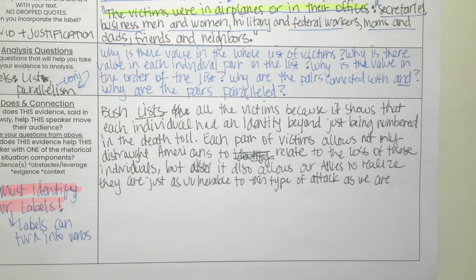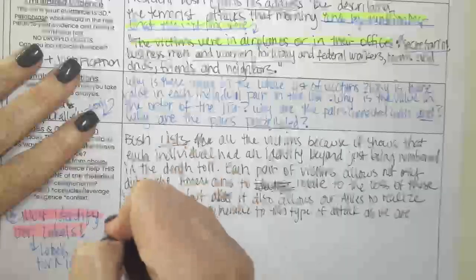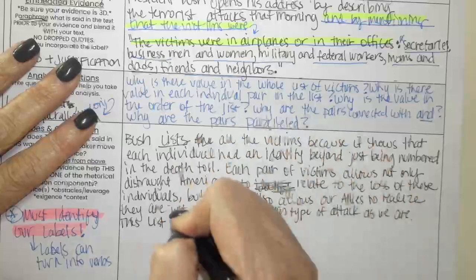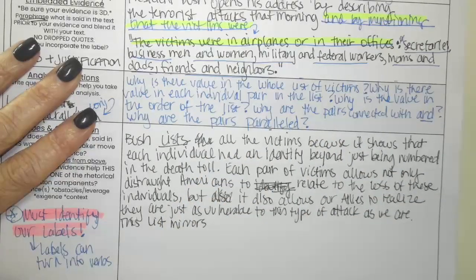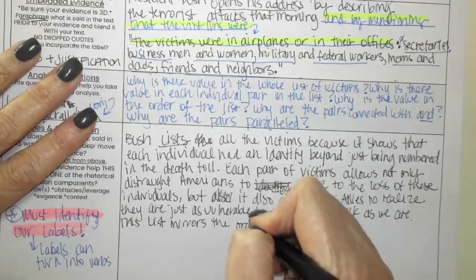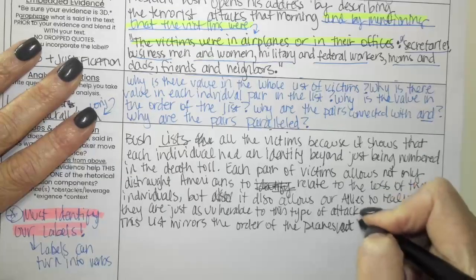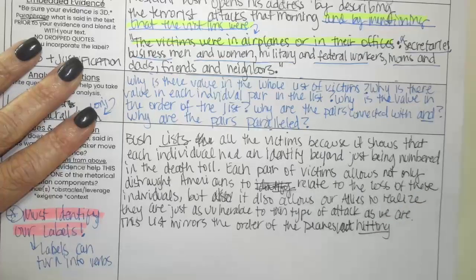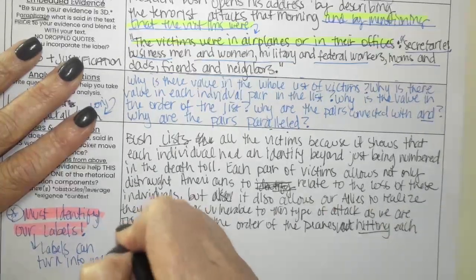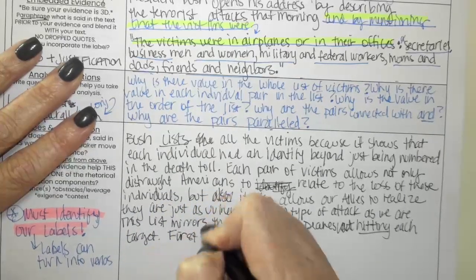Where are the secretaries, businessmen, and women? Where were they? In the what? Okay. Where were the military and federal workers? In the Pentagon. Where could we say moms and dads, friends, and neighbors were? In the airplane that crashed in Pennsylvania. Oh! Why? This list mirrors the order of the planes hitting each target. I don't like hitting, but hitting. Good striking word. Yeah.